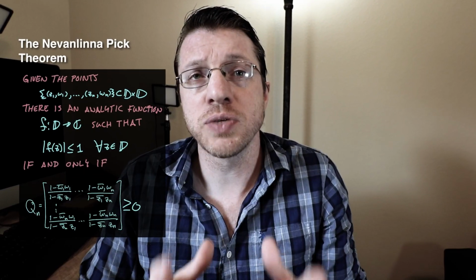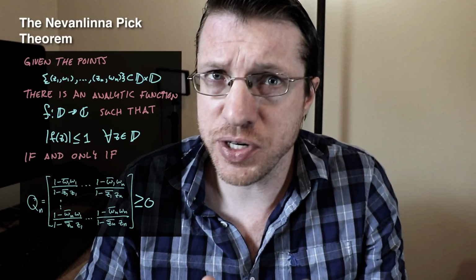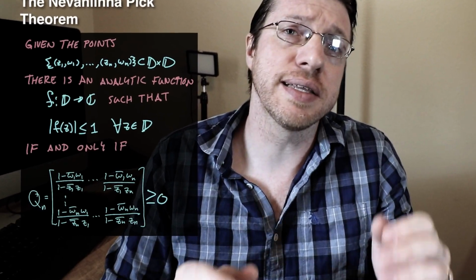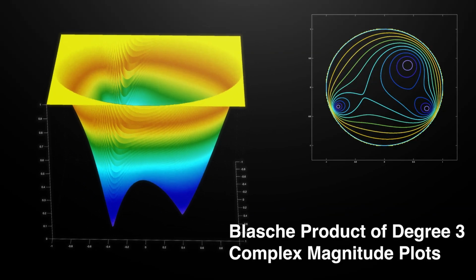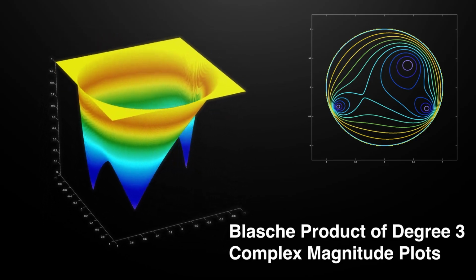So last time we gave an inductive proof for the Pick theorem. The Pick theorem is a theorem about interpolation of points from the complex unit disk to the complex unit disk. And what we showed was that if you have a certain matrix that is positive semi-definite, then you can interpolate a collection of points such that the largest value of a function that interpolates those points remains bounded by 1 in norm. So the proof was inductive.